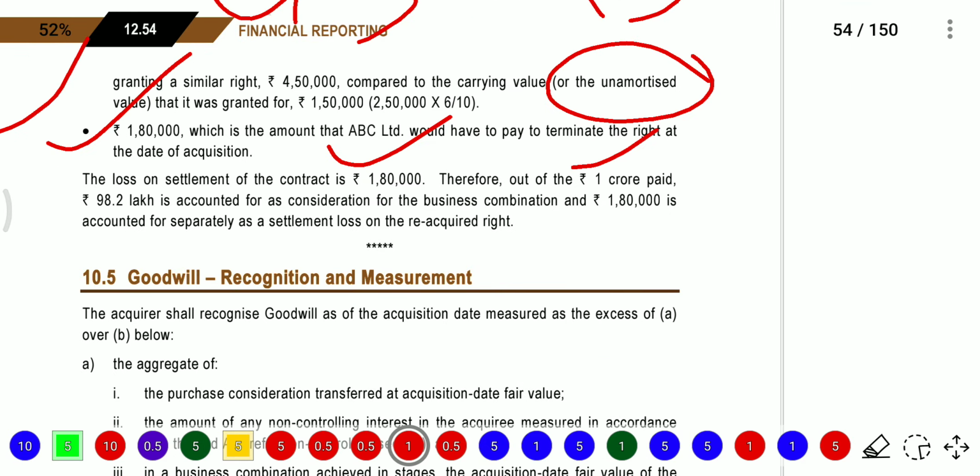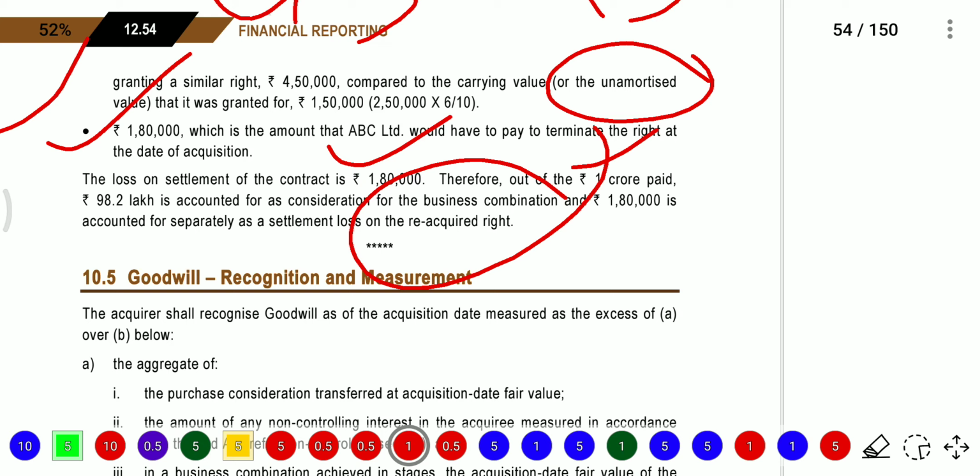Therefore, out of the 1 crore paid, 1,80,000 will be the loss and will be deducted, and 98.2 lakhs will be accounted for as consideration for the business combination, and 1,80,000 is accounted for separately as a settlement loss on the reacquired right. Now the 10.5 is goodwill, and recognition and measurement.